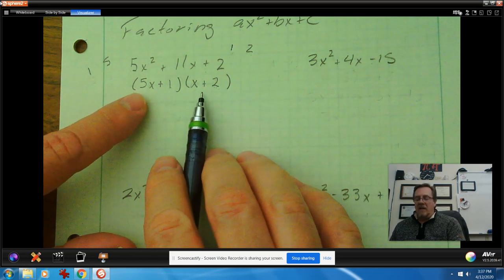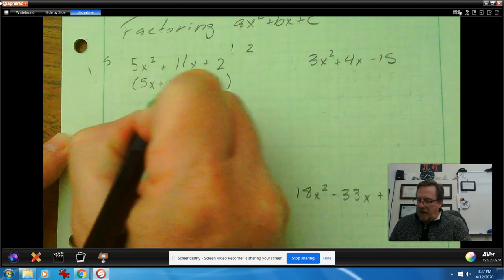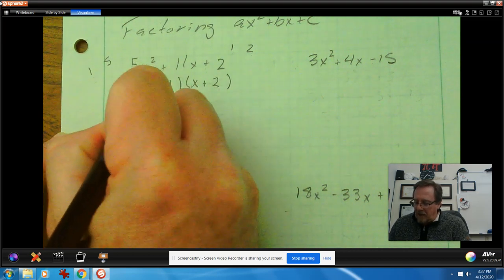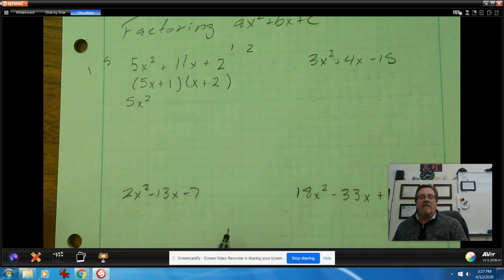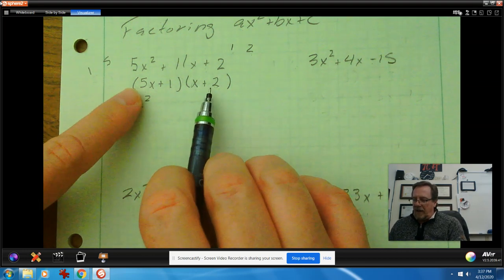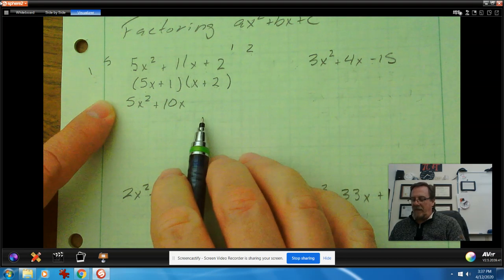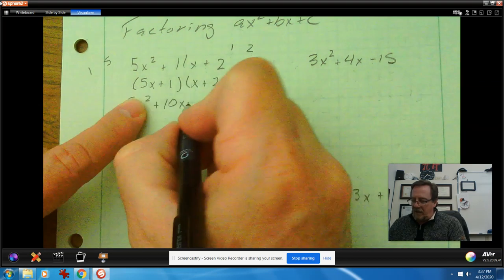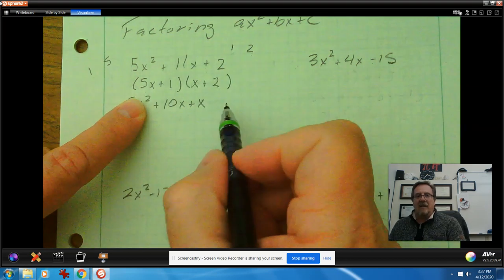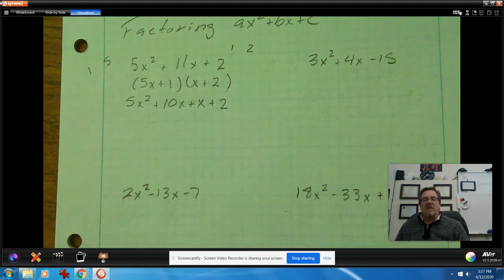So once again, let's FOIL these out, and maybe things will make more sense. If I FOIL it, I have 5x times x, and that gives me 5x squared. Okay. Now it's these middle terms that are really going to be key for us here. And so 5x times 2 is going to give us 10x, and then 1 times x is going to give us an x, and finally 1 times 2 is going to give us a positive 2.